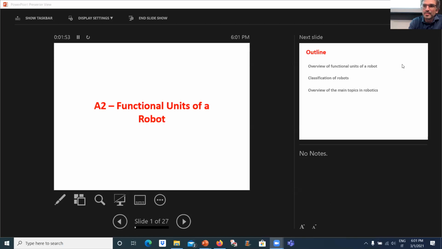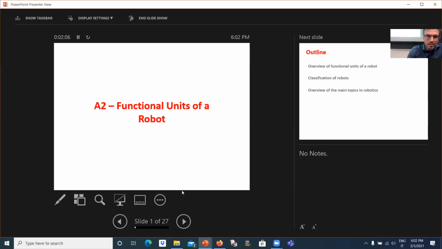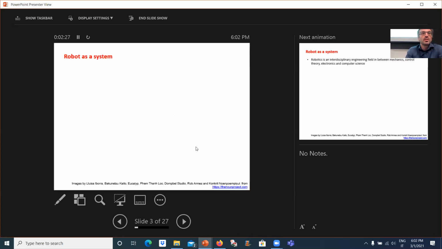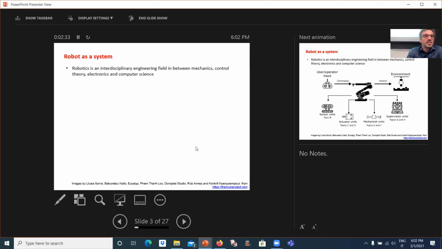Let's talk now about what the functional units of a robot are. A brief overview of this lecture: we'll see what the functional units of a robot are, how we classify robots in terms of their kinematics and workspace, and an overview of the main topics in robotics.